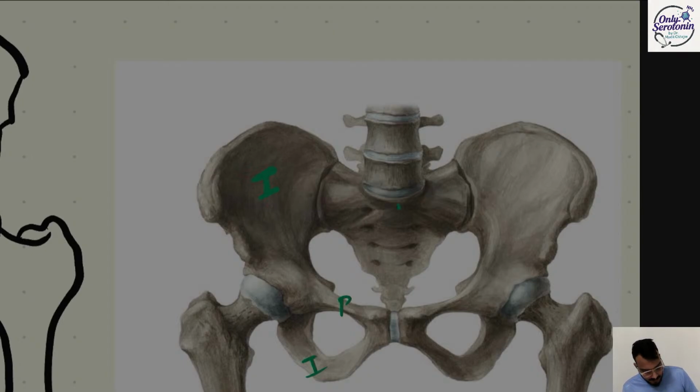Ilium is connected with the midline bone, the last bone which is present in the midline. This is what, guys? This is your sacrum. Sacrum and ilium are connecting with a joint, and this joint is known as what, guys? This is known as sacroiliac joint.